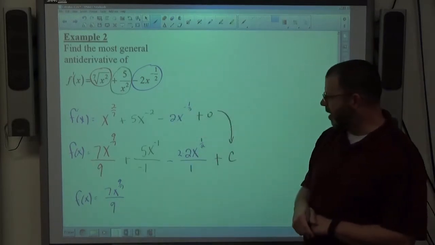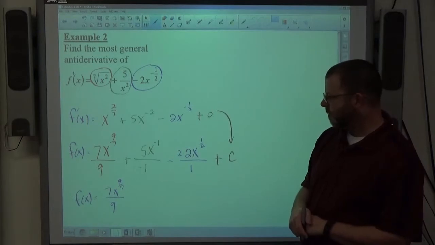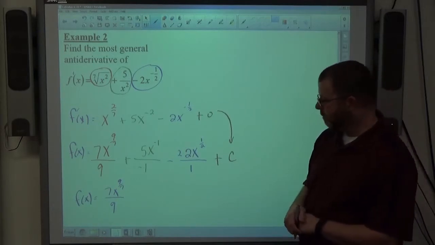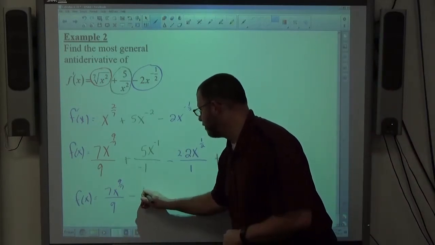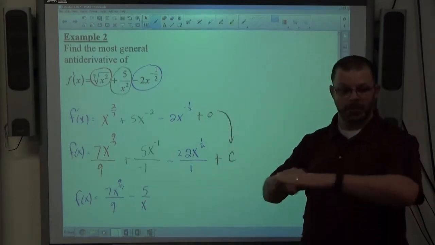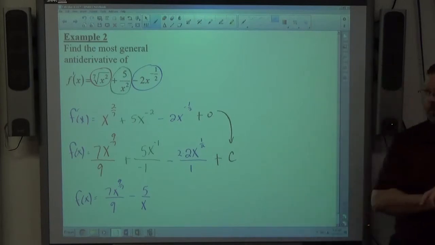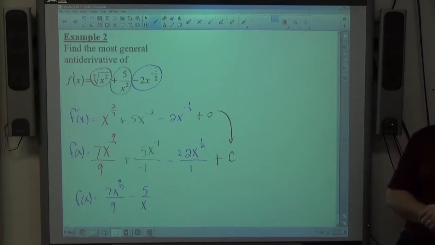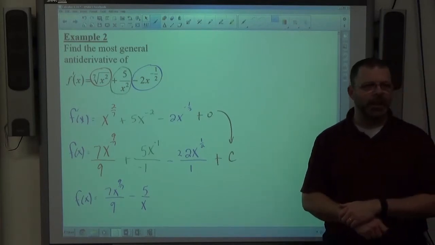Okay, what about 5x negative 1 over negative 1? Negative 5x to the negative 1. How about negative 5 over x even? So the x to negative 1 moves to the bottom. The minus and the plus make the minus sign. The 5 just kind of hanging out. But the x negative first should be moved to the bottom. Negative powers in final answers, I'm not a big fan of that.